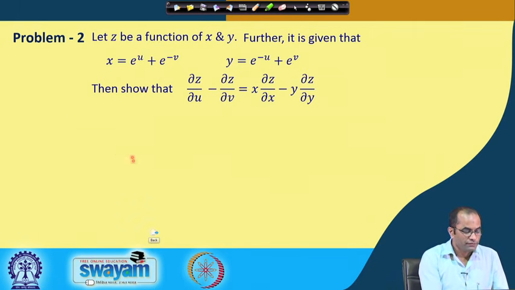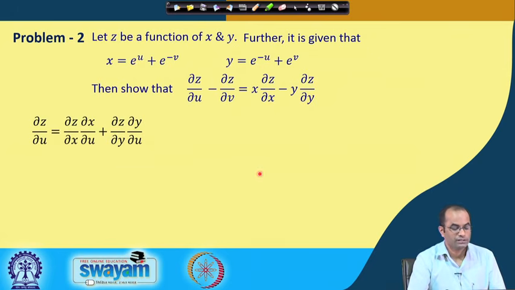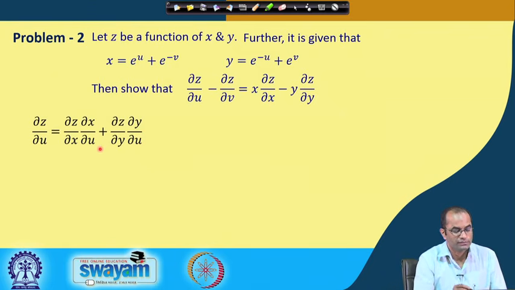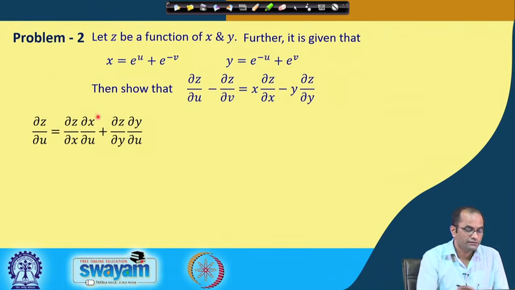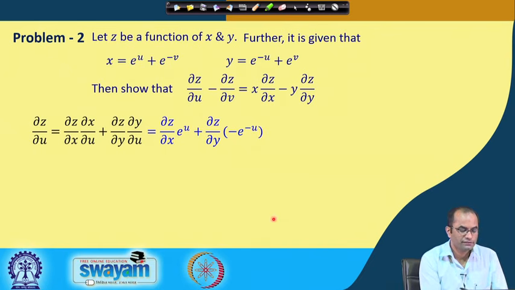So, with the formula derived above, we have the partial derivative of z with respect to u in terms of the partial derivatives of z with respect to x and y, and the partial derivative of x with respect to u, and the partial derivative of y with respect to u again. So, if it is u here, it will be u there in both the terms. In this case, del z over del x, because z is just a function of x and y, this partial derivative of z with respect to x will come, and del x over del u. So, what was x here? e power u plus e power minus v.